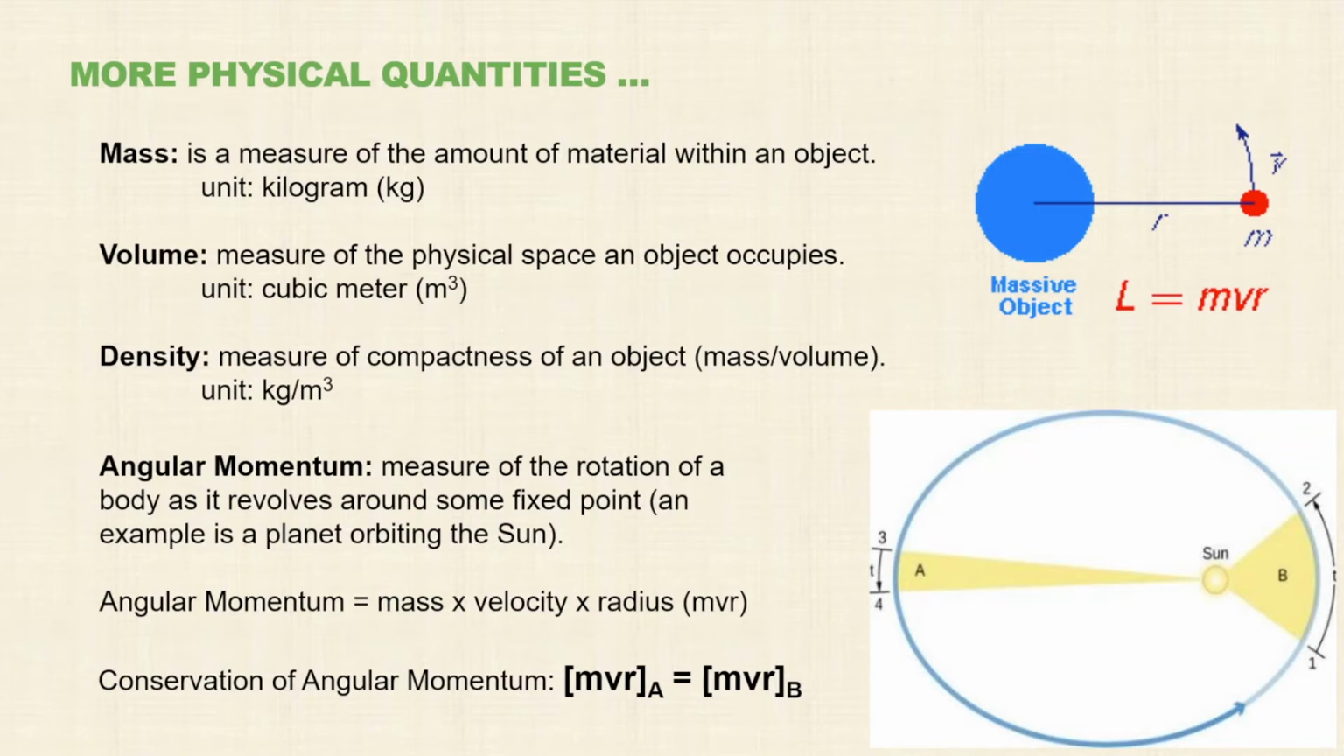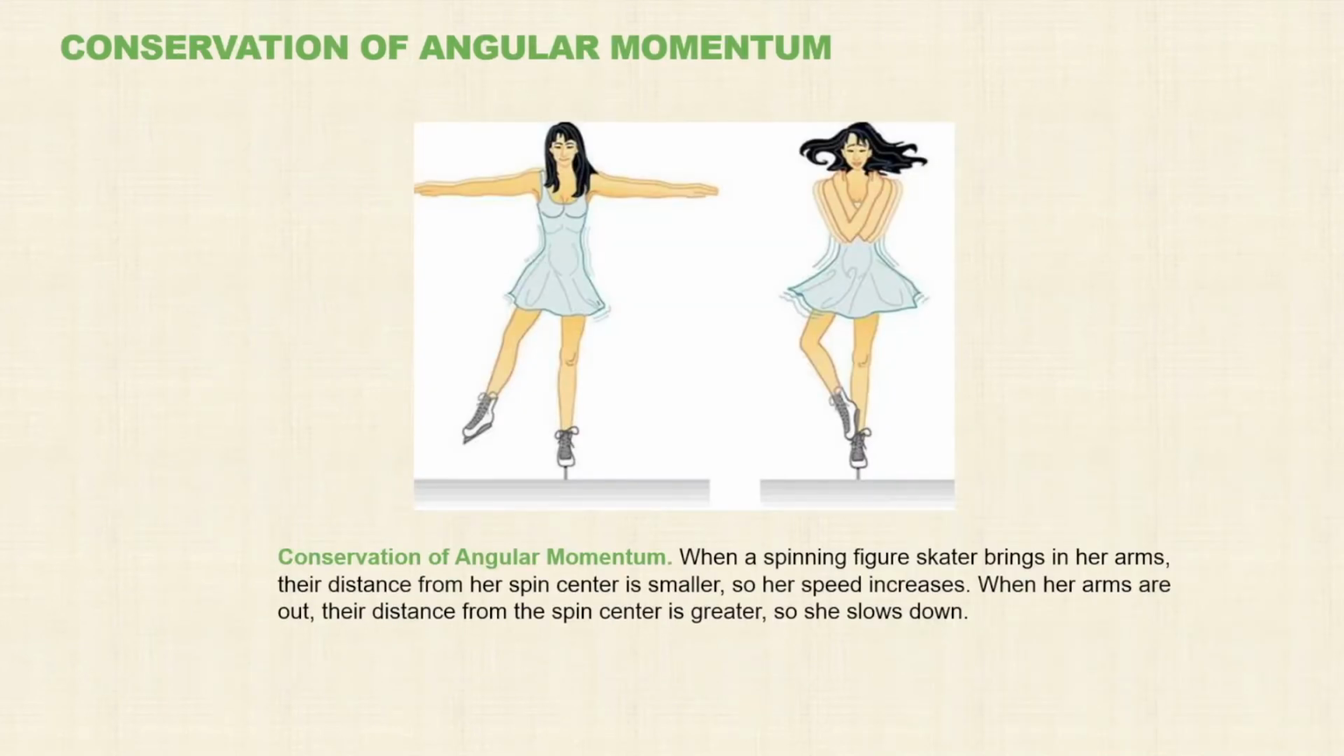Meaning the angular momentum at A, the product of mvr, must be equal to the product of mvr at B. If one quantity goes down, the other quantity must go up. So these two quantities are equal at any time in the orbit. Okay, that was the conservation of angular momentum.